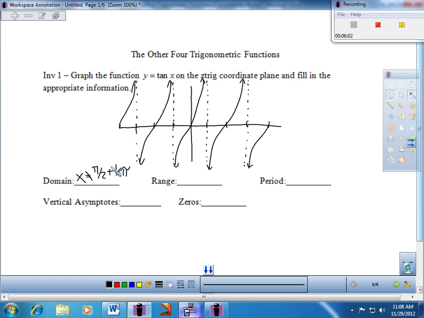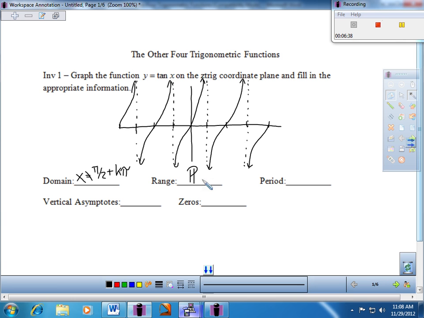Okay, range, everybody. Range is a vertical thing, and I'm going all the way down to negative infinity. We've seen that, and I'm going all the way up to positive infinity. So in terms of the outputs, notice that the range is all real numbers. Perfect.